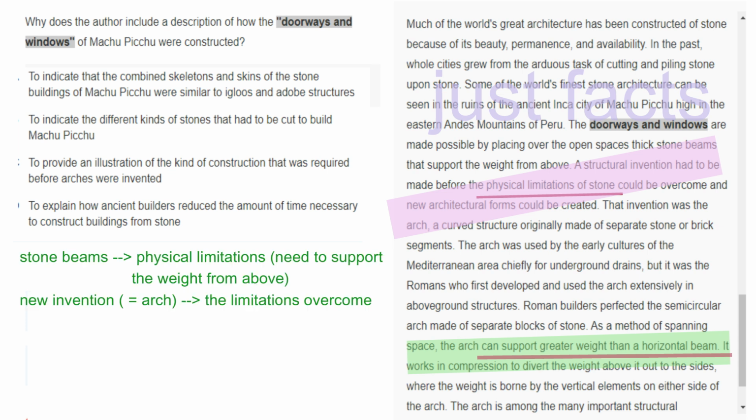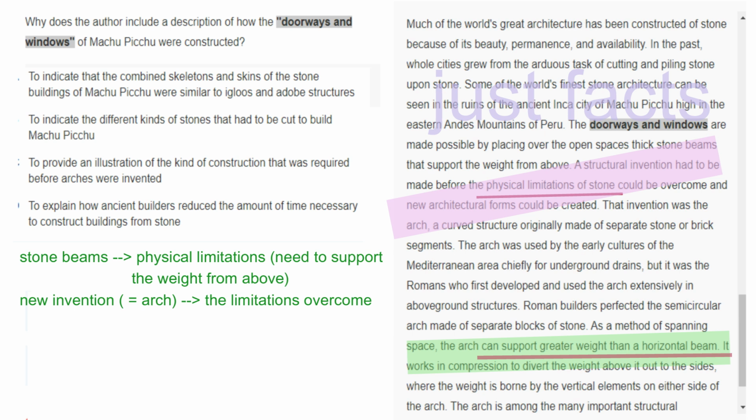structural breakthroughs. So we know that the author is using the description of how doors and windows were made in Machu Picchu, using thick stone beams, as an example of construction methods before the invention of the arch. This sets up a contrast between the limitations of pre-arch stone architecture and the new possibilities that arches introduced. This context suggests that the correct answer is likely to be the option that relates to illustrating construction methods before the invention of the arch.